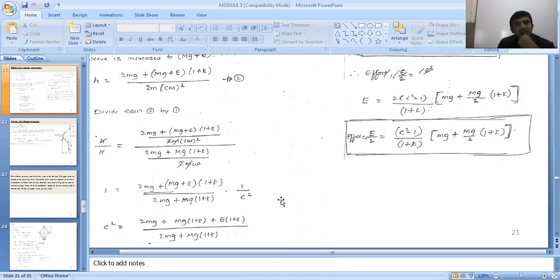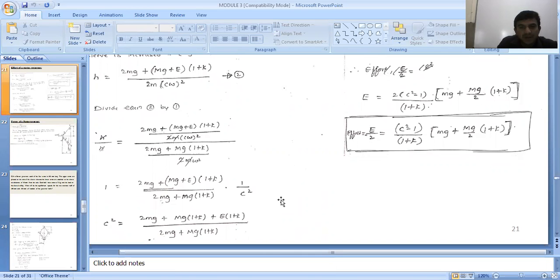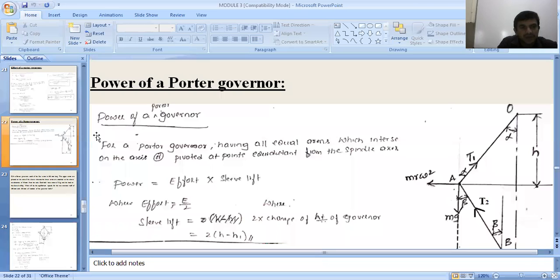Next, effort of the governor. Next, power of the governor. I want to determine power of the governor. Now, how do you determine power of the governor? It means the amount of work done by the porter governor. When the sleeve moves upward, there is a change in position of the sleeve. How does the position of the sleeve change? Due to an effort, a force is required to move the sleeve. Whenever force into displacement is there, you can get the work done.